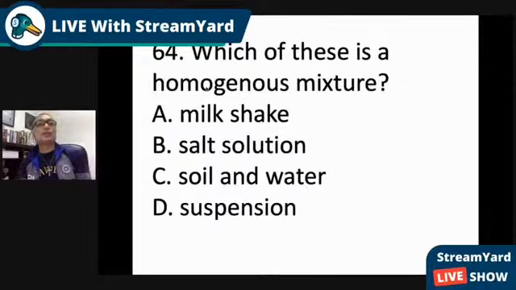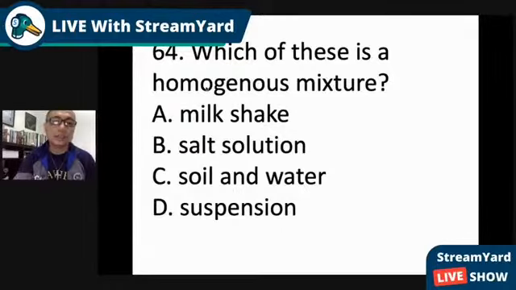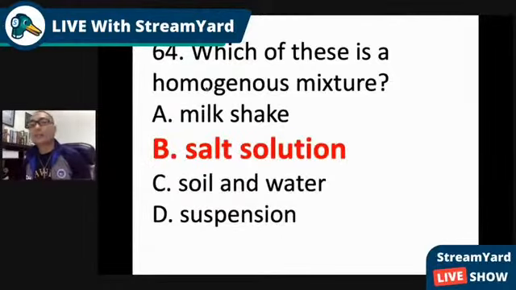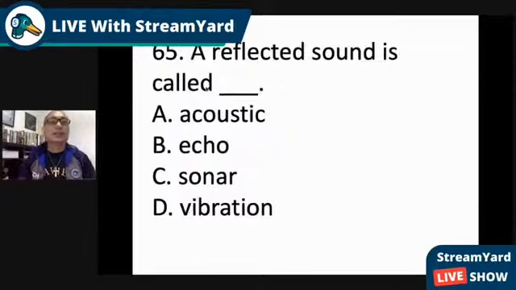Which of these is a homogeneous mixture? Homogeneous mixture. Milkshake, salt solution, soil and water, or suspension. Okay? Which is a homogeneous mixture? Milkshake, salt solution, soil and water, or suspension? Siyempre, the answer is salt solution. Okay? Mixed water and salt.